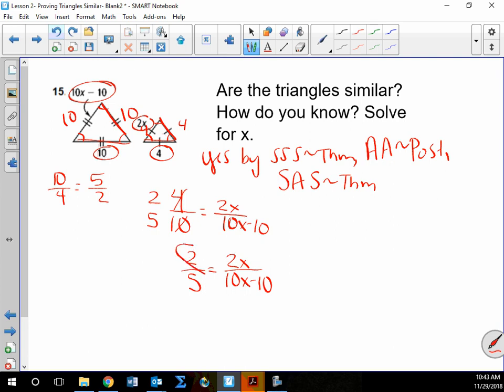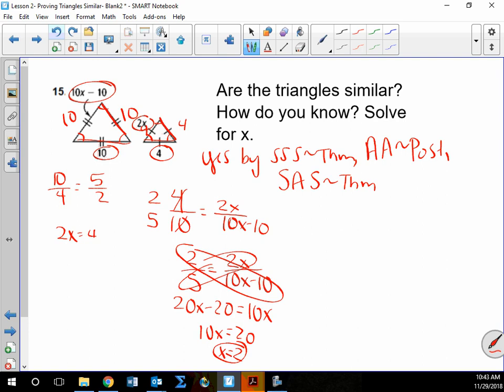Let's go ahead and cross multiply. So I have 20x minus 20 equals 10x. So we get 10x equals 20. What do we get for x? It's 2. Now, what could you have done instead of this? Guess and check? Not guess and check, Andrew. That's the last resort. Since it's equilateral, we could say 2x is 4. Good. We could have said 2x equals 4. Now, this only works because they're equilateral, or you could have said 10x minus 10 equals 10. Any of these will get you the same thing.